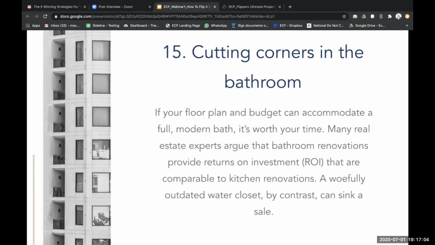Next one. Okay, cutting corners in the bathroom. Just like I said before, folks, the bathroom and the kitchen are, believe it or not, the two most important rooms in the entire property. So if your floor plan and budget can accommodate a full modern bathroom, it's worth your time. Many experts agree that bathroom renovations provide returns on investment that are comparable to kitchen renovations. Sometimes bathrooms are even a stronger room to a lot of home buyers. So it's funny, but it's true. I'm not saying it's the right thing or the wrong thing, but focusing on the bathroom and the bedrooms will get you the most dollars on your ARV.